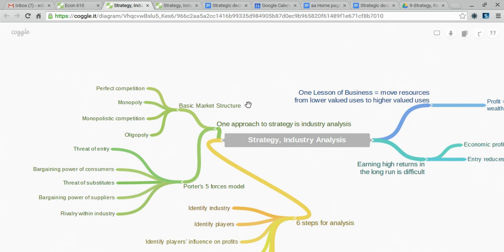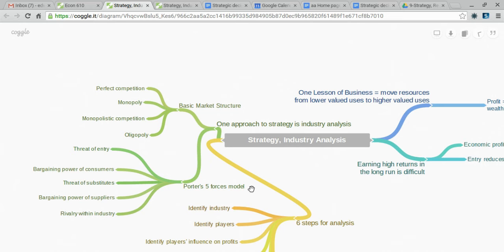The first is to identify the basic market structure in which a firm operates. The second is to use Porter's 5 forces model. The basic market structure approach classifies an industry into one of 4 basic types: perfect competition, monopoly, monopolistic competition, or oligopoly.